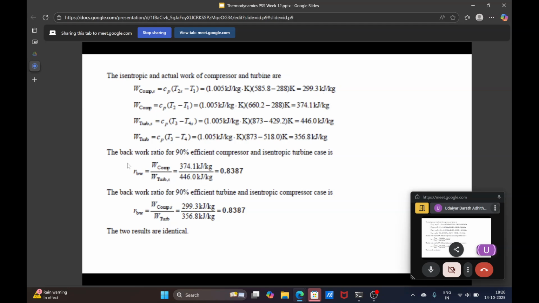or you can say the actual back work ratio is the back work ratio of an ideal compressor and expander divided by the efficiency of the compressor multiplied by the efficiency of the turbine. In this case, the efficiencies being the same, we'll get both back work ratios to be the same. So the two results will be identical.